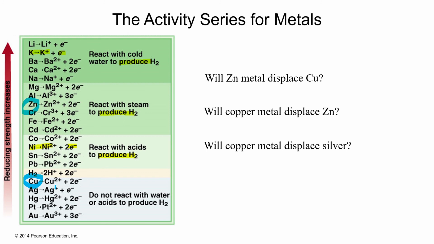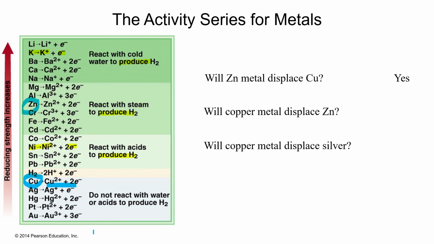The answer is yes, because you can see that zinc is higher above on the table. So the element that's higher on the table will react. The other element can undergo the reverse of the reaction that we see here, which is, in this case, the reduction of copper 2 ions. So the answer is yes.